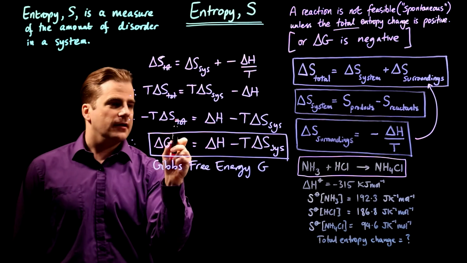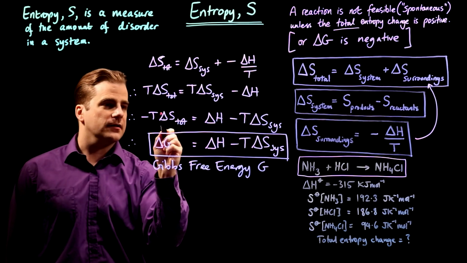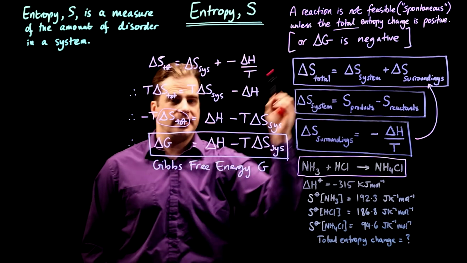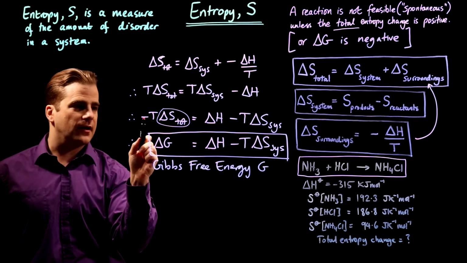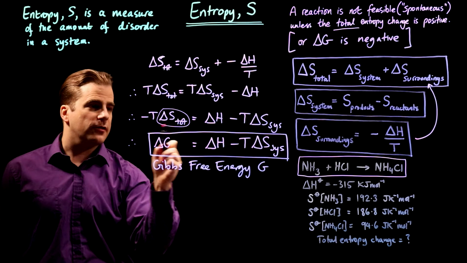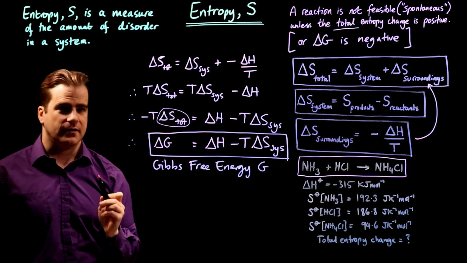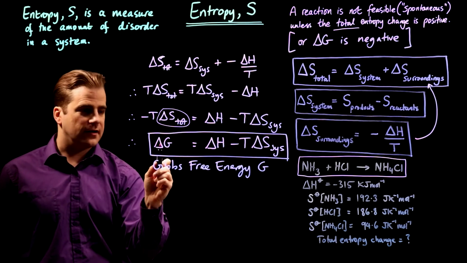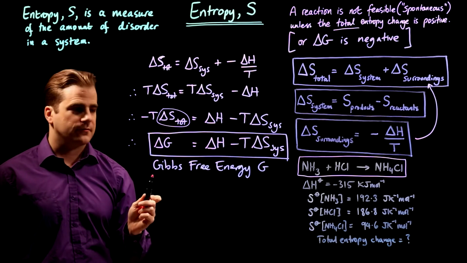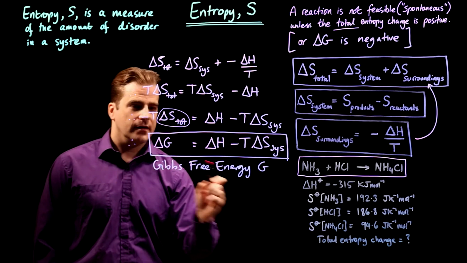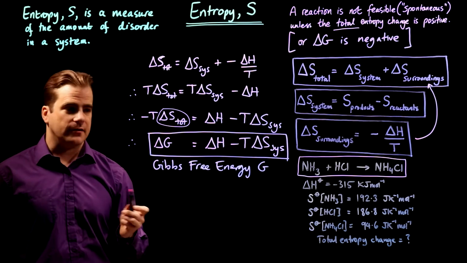Because look, if delta S total is positive, in other words, if it's feasible, because there's a minus sign there, and temperature is always positive, then the whole thing, delta G, would be negative. So saying that delta S total is positive and delta G is negative, it's the same thing. So let's prove it. Let's put in the numbers and delta G will turn out to be negative.